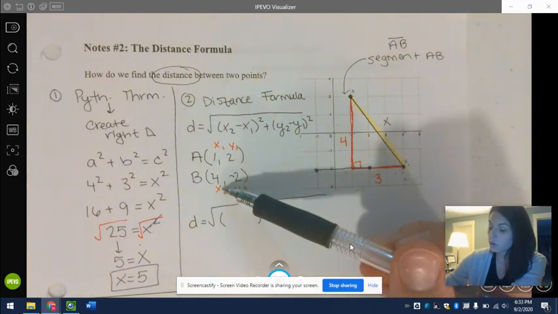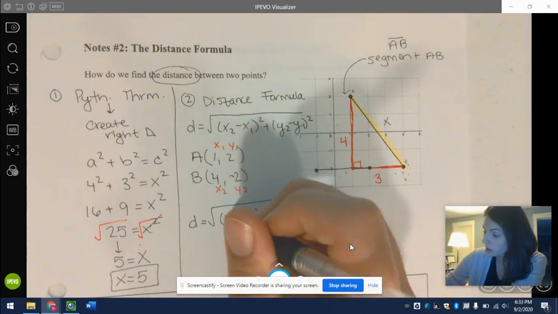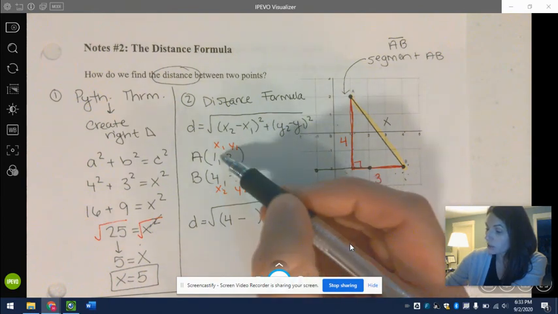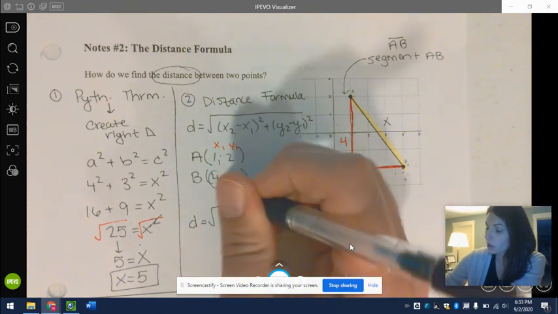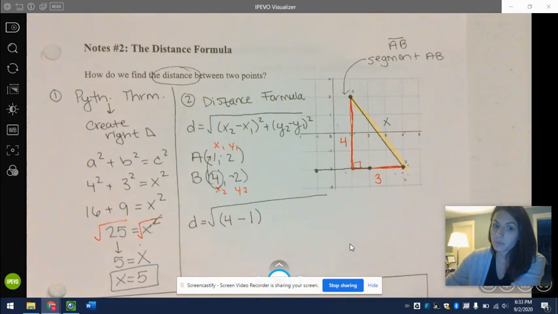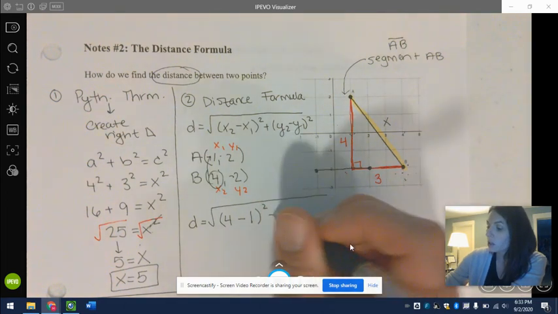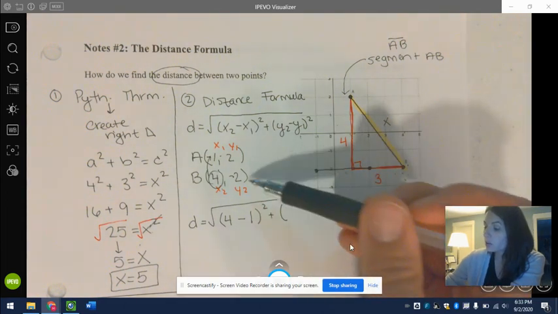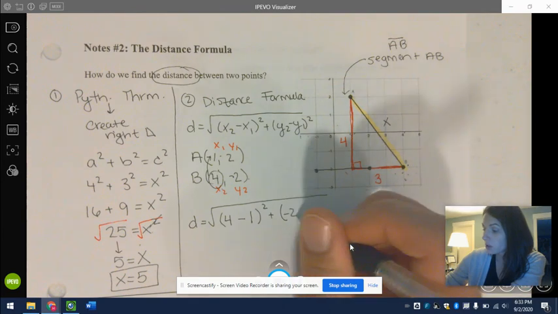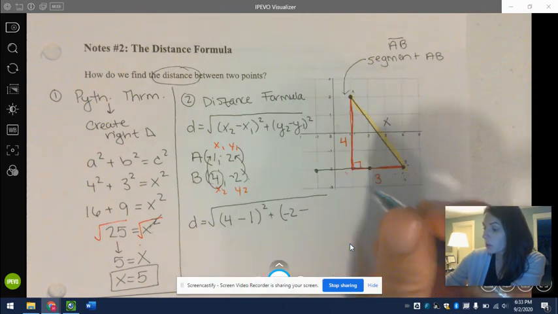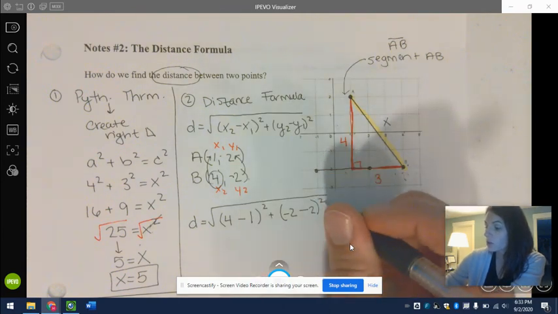So x2 minus x1. x2 is 4 minus x1 is 1. Okay, 4 minus 1 squared plus y2, which is -2, minus y1, which is 2 squared.